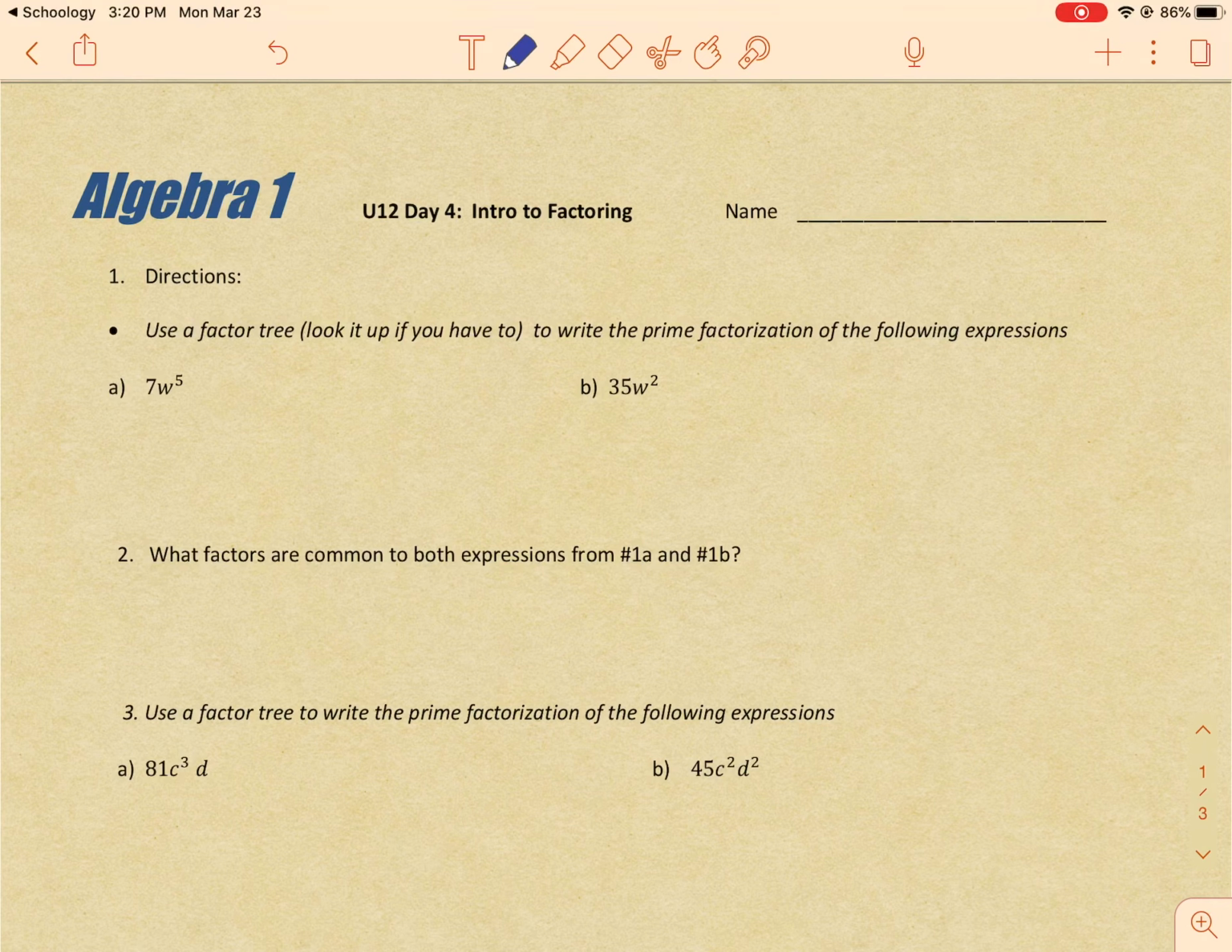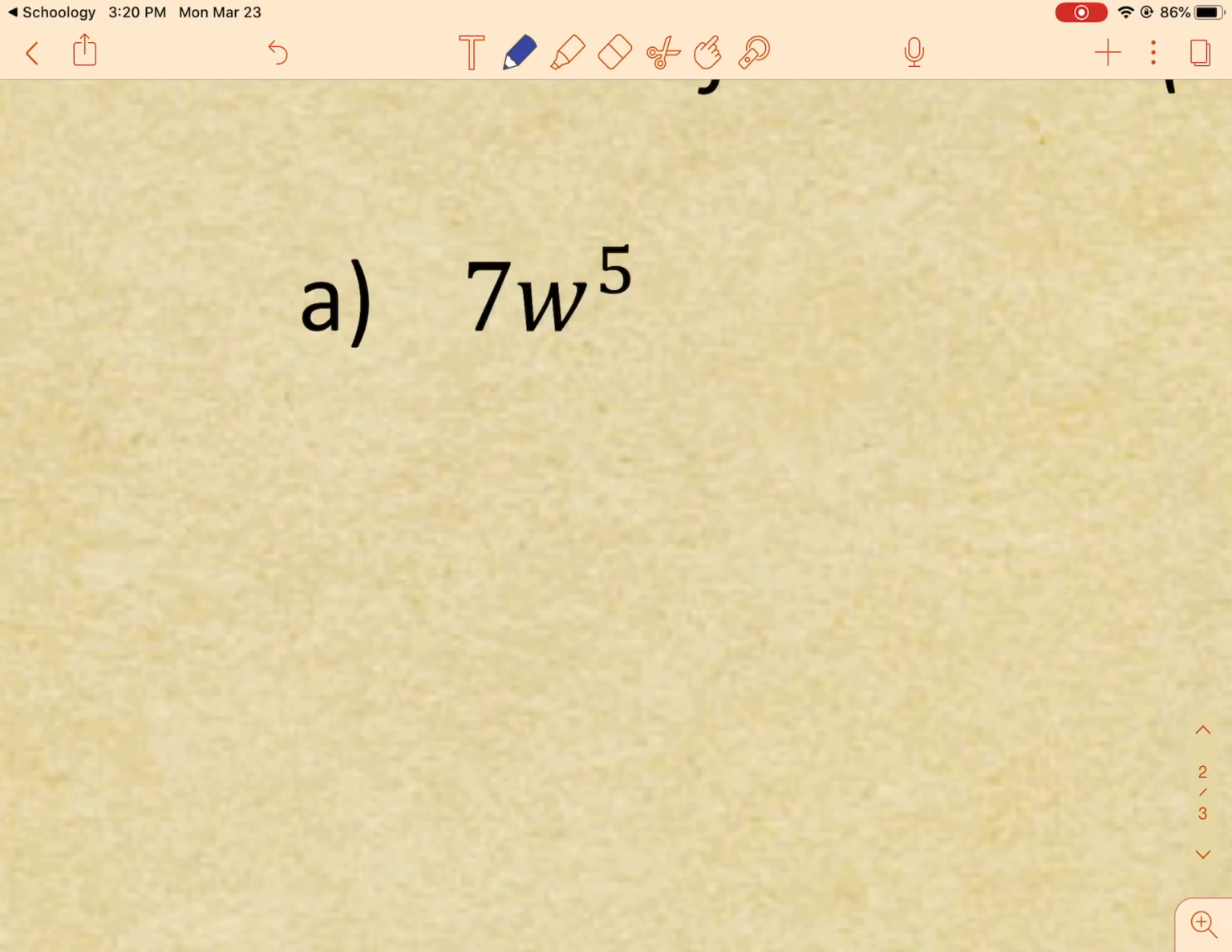So they talk about this thing called a prime factorization tree. A prime number is a number whose factors are only one and itself. So we want to break these up into all of its factors. So let's jump in there.